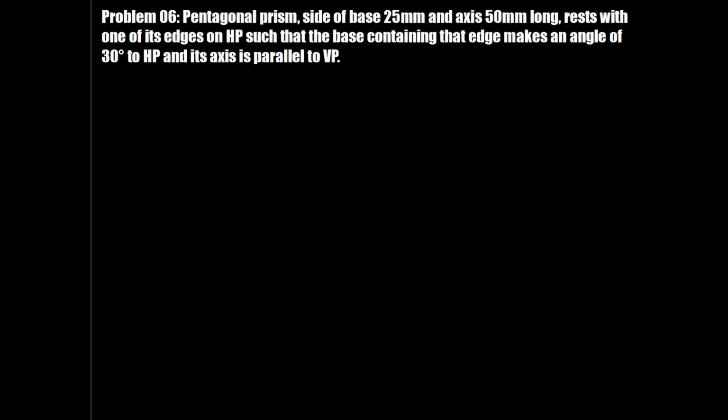So our thinking process is: first draw the simple position, then obtain the front view. After that, tilt the prism until the base makes 30 degrees with HP. Finally, project the required top view. If you understand this logic, the procedure becomes much easier to remember in exams and practicals.